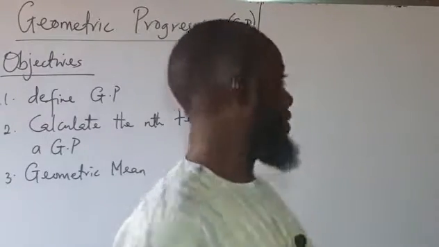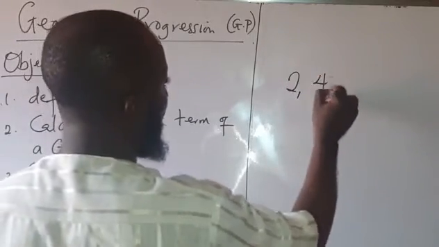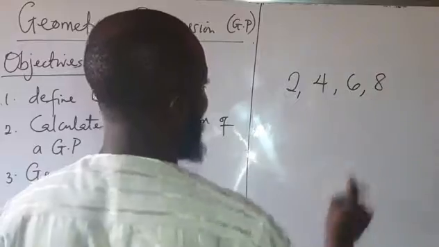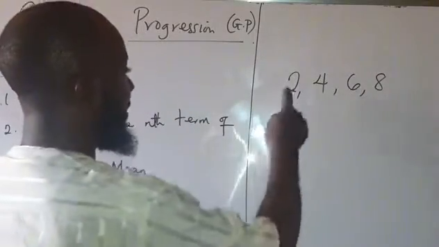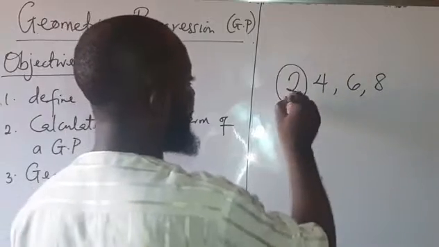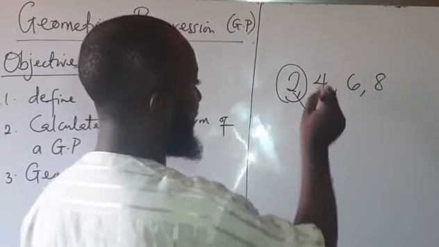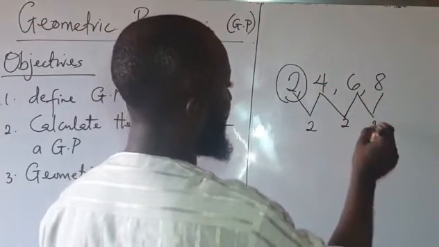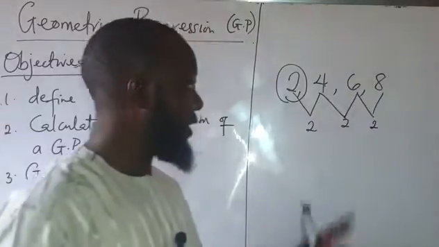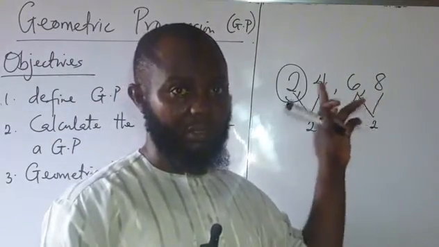So let's say for instance we have 2, 4, 6, 8. By merely looking at this, you notice that the first term, which is 2, to get the second term, if you add 2 to 2, you get 4. If you add 2 to 4, you get 6. If you add 2 to 6, you get what? 8. So which means that this sequence you have here is an AP, not a GP.